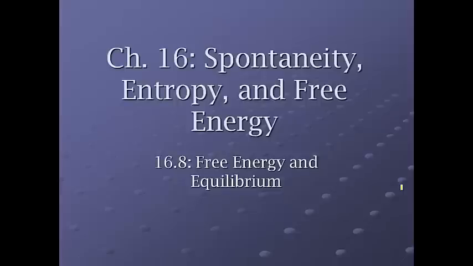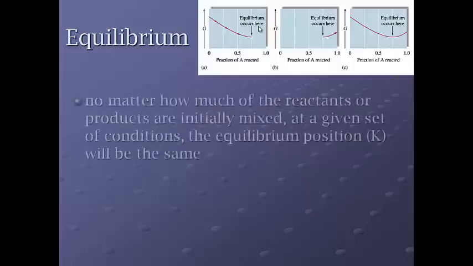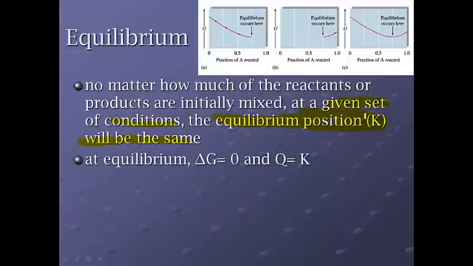Okay, all right, now we're going to talk about free energy and equilibrium. Now, equilibrium, this is just looking at different fractions and kind of where equilibrium occurs. So no matter how much of the reactants or products are initially mixed, at a given set of conditions, the equilibrium position, or K, will be the same. Okay, it's just that the given set of conditions, mostly temperatures and pressures, will dictate how many collisions are going to occur or not.